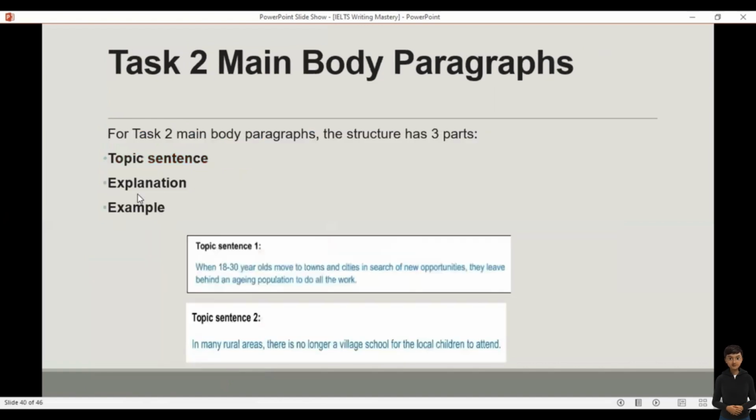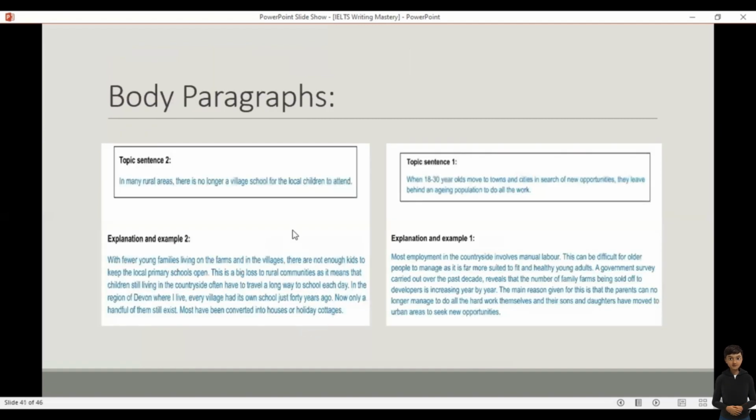Now, next we will have a look at how we are going to write our main body paragraph. For the main body paragraph, we will follow the 3-part structure: topic sentence, explanation, and example. Here we have 2 ideas: the depletion of the rural workforce and the loss of local educational facilities. So the first topic sentence would be, when 18 to 30 years old move to towns and cities in search of new opportunities, they leave behind an aging population to do all the work. And topic sentence 2, in many rural areas, there is no longer a village school for local children to attend. Okay, so this is topic sentence 2. Now we'll have a look at the complete body paragraph 1 and body paragraph 2.